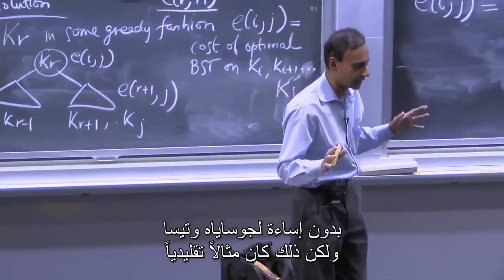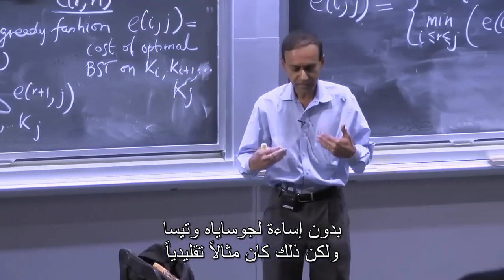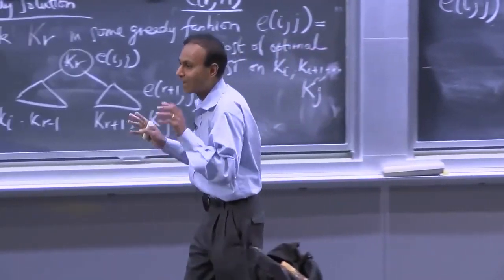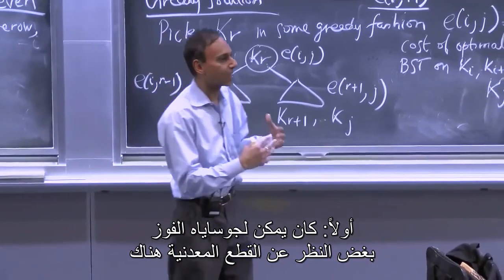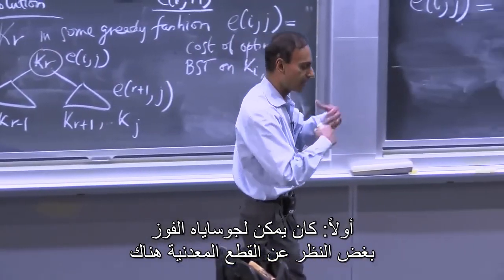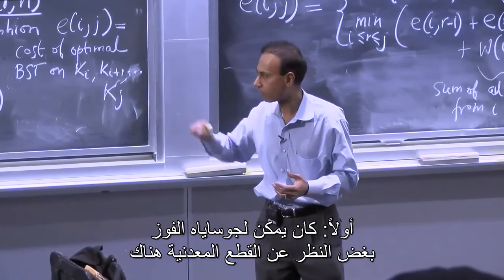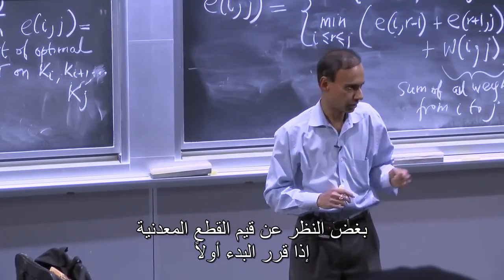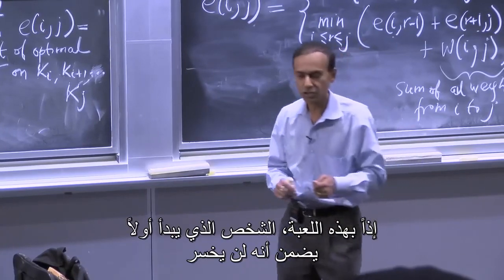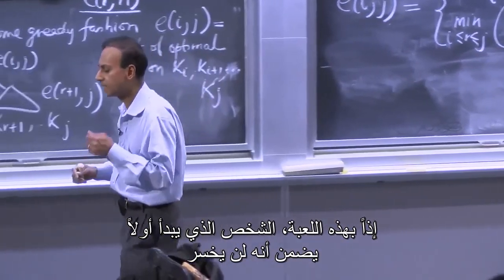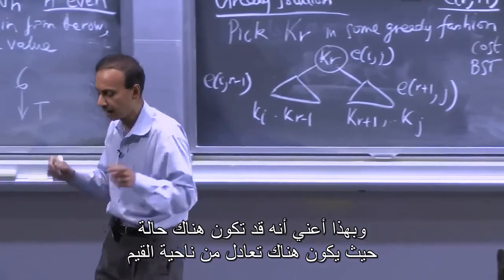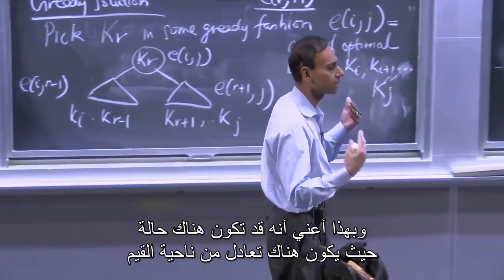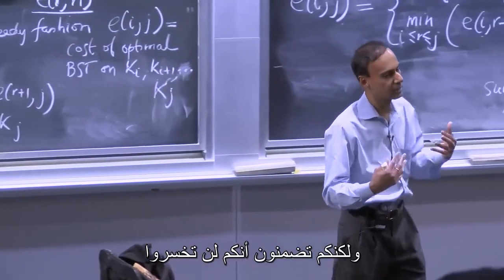No offense intended to Josiah and Tessa, but that was a classic example of how not to play the game. First off, Josiah could have won regardless of the values of the coins up there, if he'd chosen to go first. So in this game, the person who goes first is guaranteed to not lose. And by that I mean you may have a tie in terms of the values, but you're guaranteed to not lose.